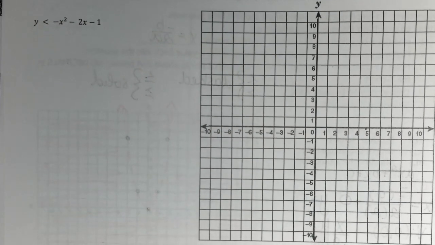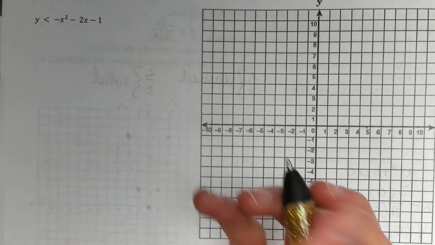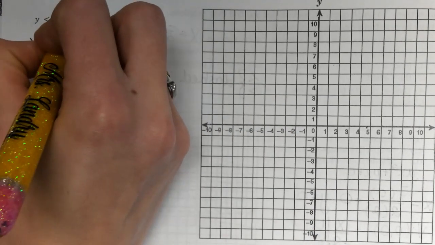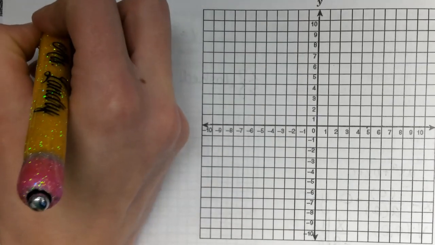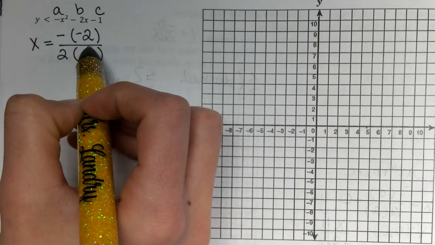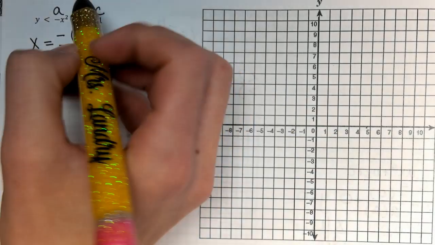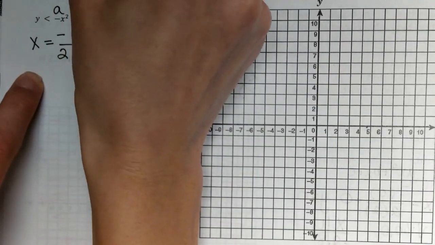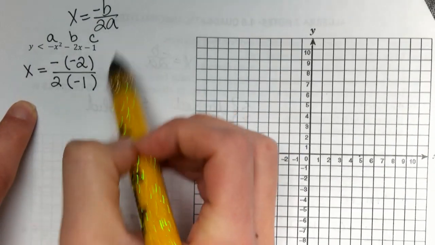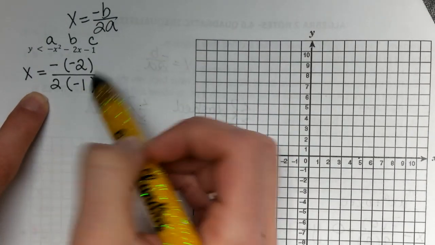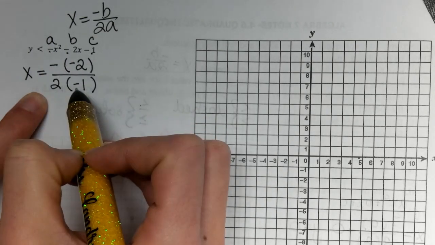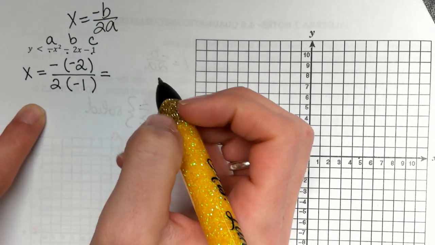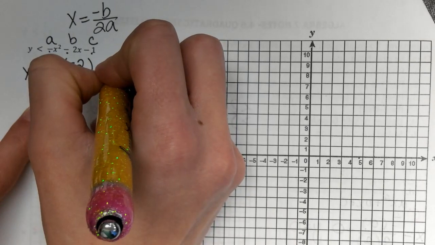Okay, so now I've got y is less than negative x squared minus 2x minus 1. So for the x value of my vertex, I've got negative. What's going to be my b value? Negative 2. So ax squared plus bx plus c, so my sign goes with it. And then my a is negative 1. So my formula, x equals negative b over 2a, is where I'm getting this. Okay, ax squared, bx, and c. So my b is negative 2, my a is negative 1, so negative negative 2 is a positive 2, divided by negative 2 would give me negative 1.